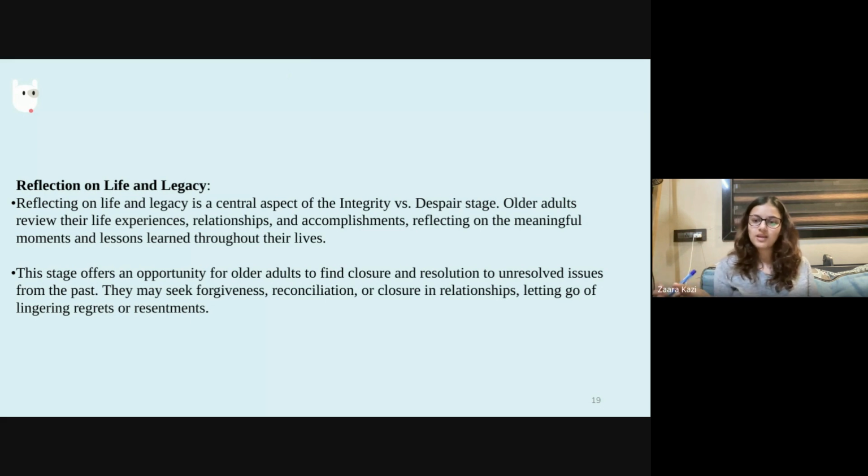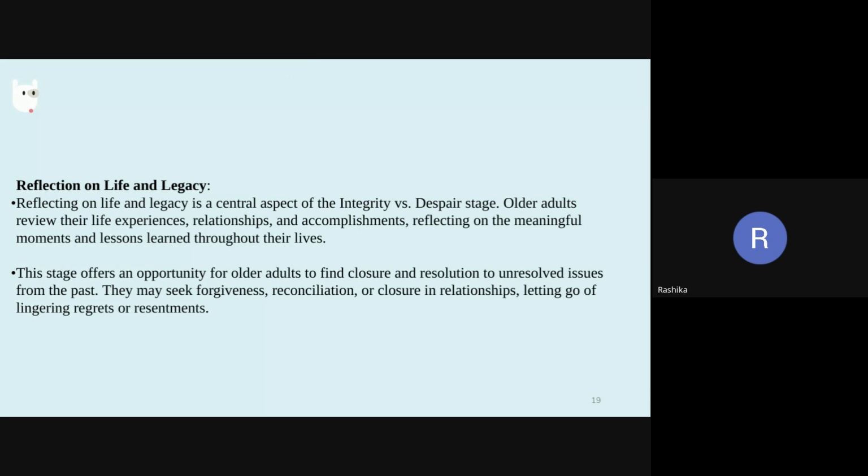That feeling, I think, comes with the fact that life is short, but at the same time you could focus on the integrity side of it and focus on the good stuff as well. So it is all about the perspective.